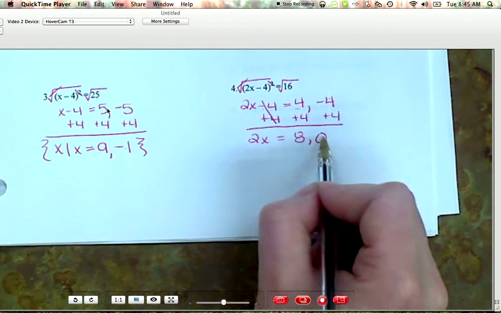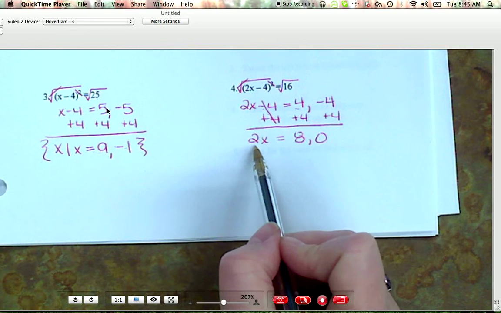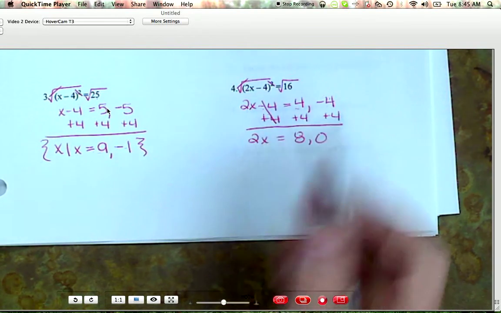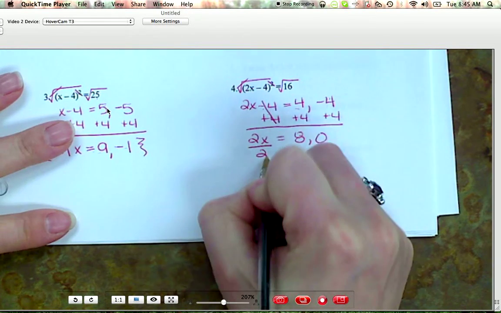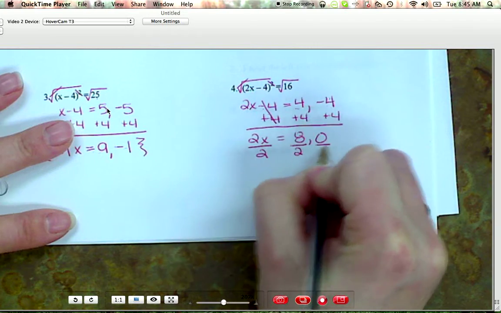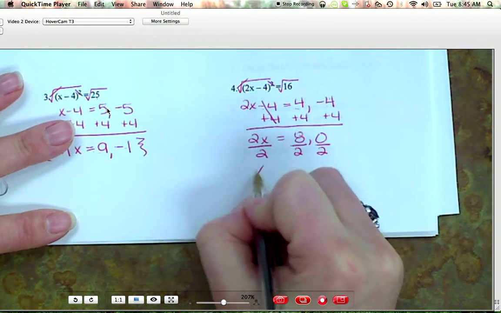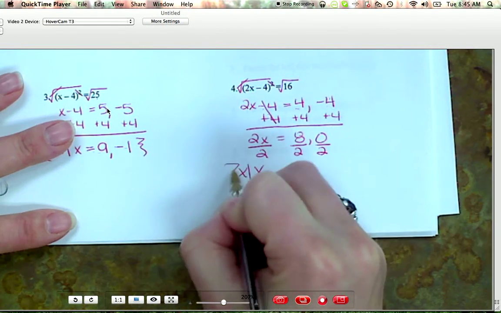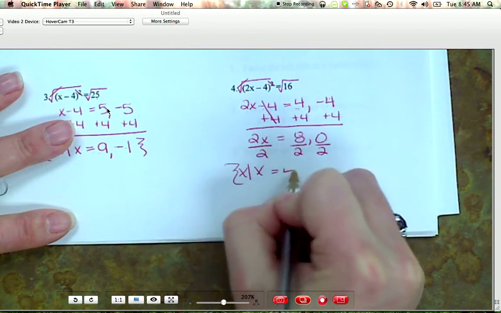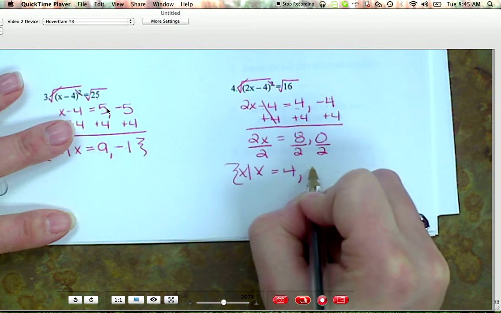Again, 2 totally different answers, but notice we have not solved for x yet. We still need to get x alone, so we have to divide by 2. And again, we have to make sure we divide both of these solutions by 2. 8 divided by 2 is, of course, 4, and 0 divided by 2 is 0.